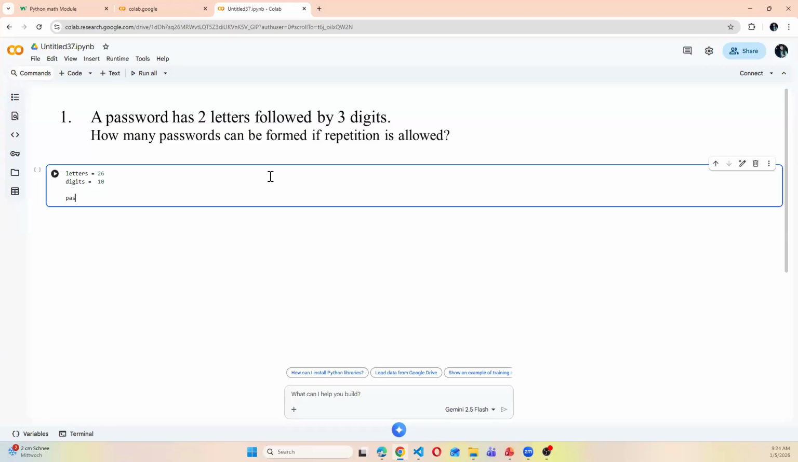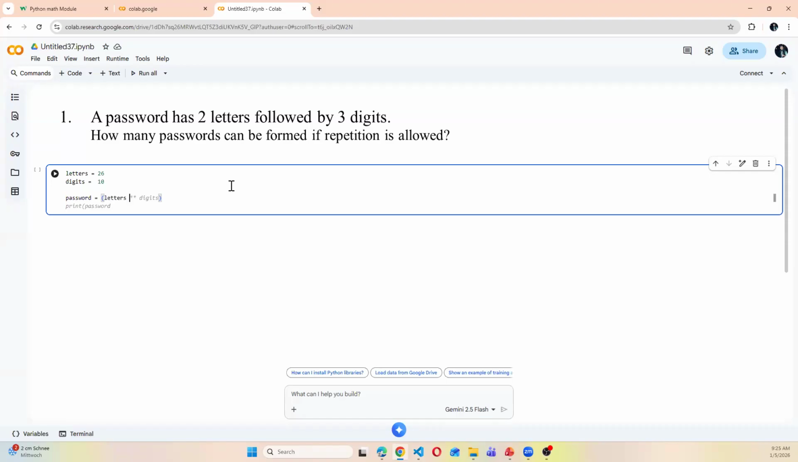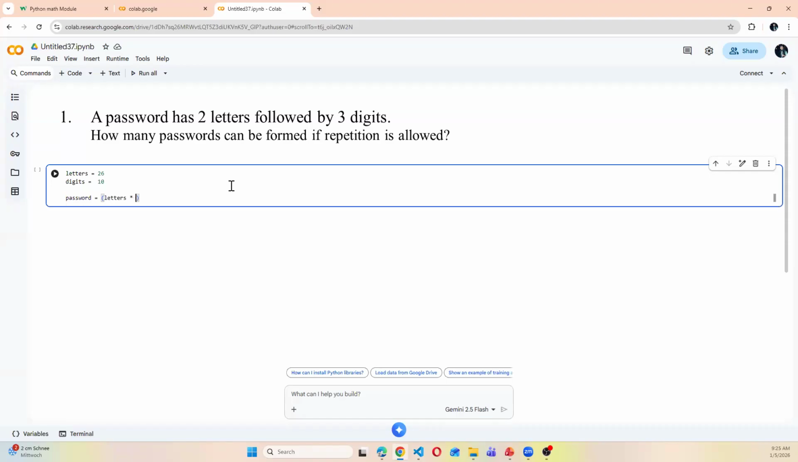So if I say password is equal to, I will say that I have letters multiplied by, how many? You can see here, now 2. Without this, it is giving you raised to the power 2 because we have 2 of these, or you can say 26 squared. Then times we have letters, digits.